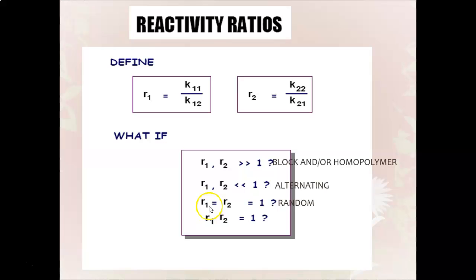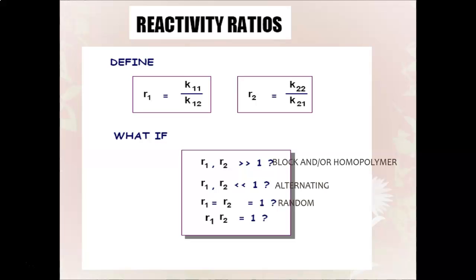For the condition of r1 equal to r2 equal to 1, under this condition the growing radical cannot distinguish between the two monomers, meaning that k11 equals k12 and k22 equals k21. So this copolymer has a completely random sequence of monomer units, meaning that the value is the same, which is equal to 1. For the second case, we have r1 r2 equal to 1.